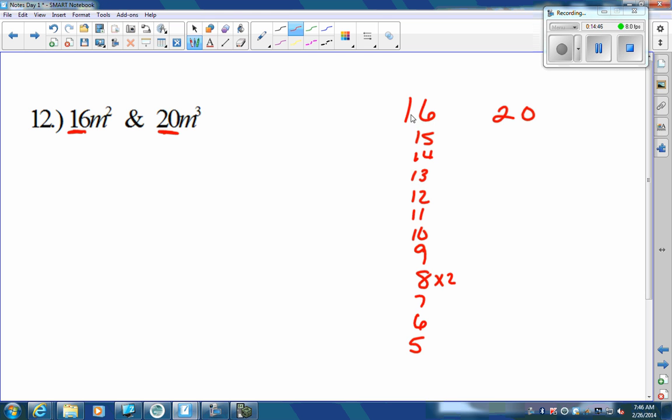5 doesn't go into 16, but 4 does, doesn't it? 4, because 4 times 4 is 16. 4 times 5 is 20. My GCF out of my numbers is 4. Remember, you can go through the calculator, do the same steps I showed you in the calculator.